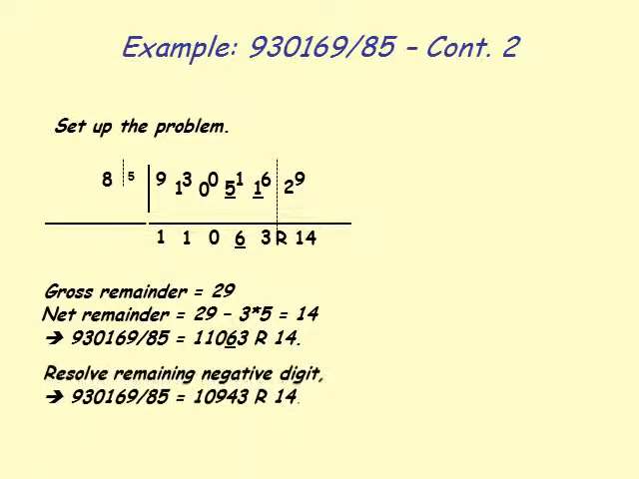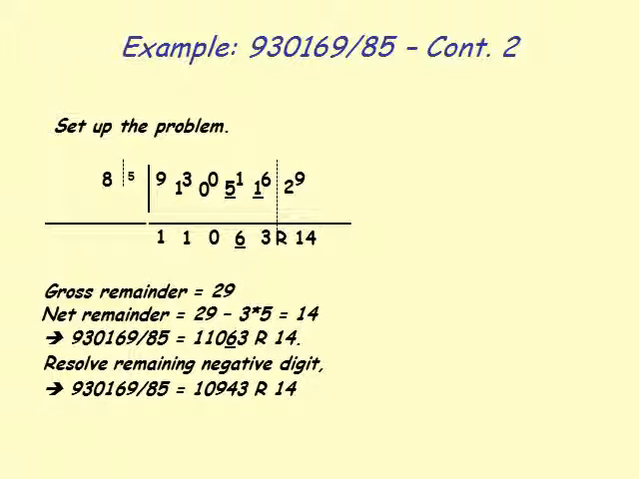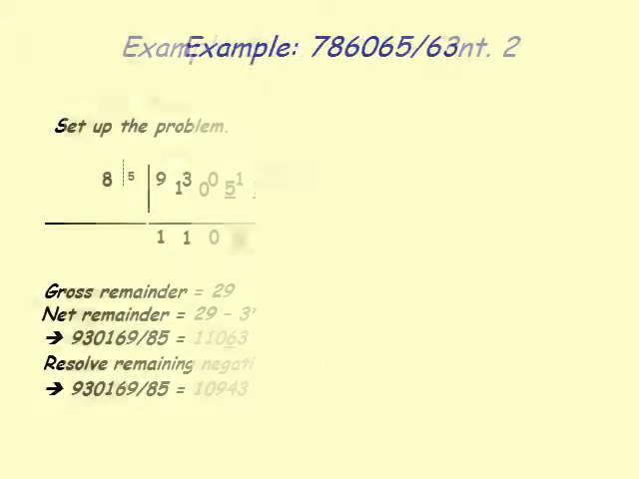Let's continue here. And how we resolve this is 106 negative, so that is like 100 minus 6, which is 094. So that means 930169 divided by 85 is 10943, remainder 14.